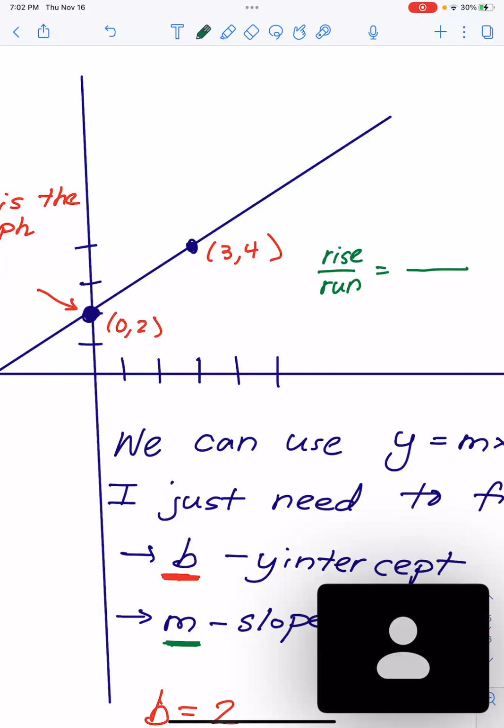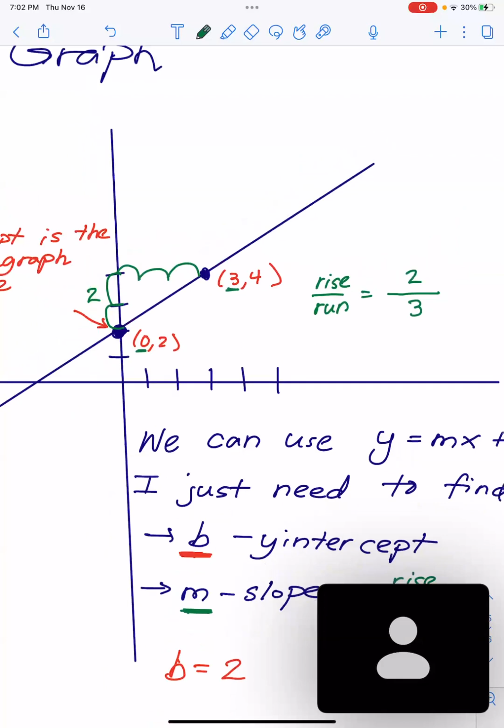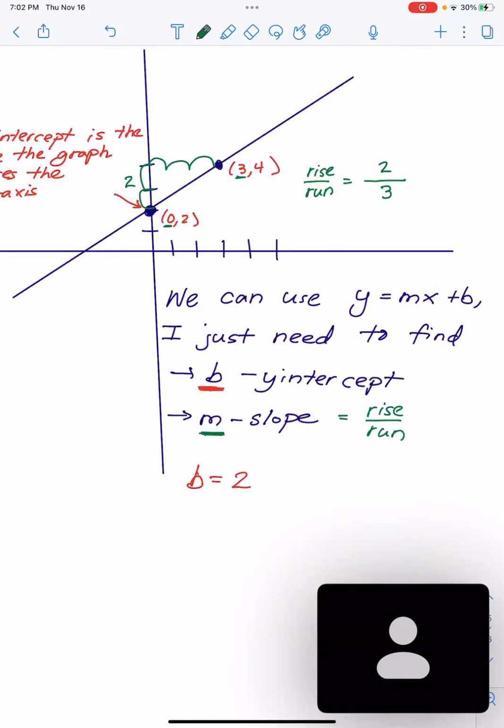Okay, so I usually just jump count. So how far up am I going between these points? I'm going up 1, 2. So my rise is 2. How far do I have to go to the right? I'm going 1, 2, 3, right? Because I'm going from an x value of 0 to an x value of 3. So I move to the right 3. So I have a slope of 2/3. My rise over my run is 2/3.